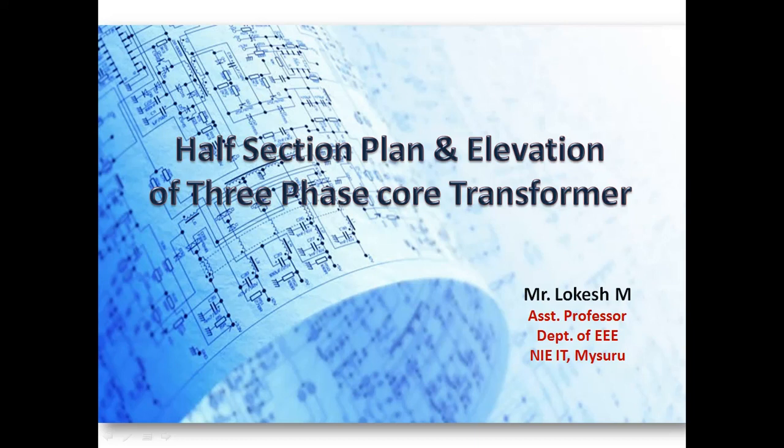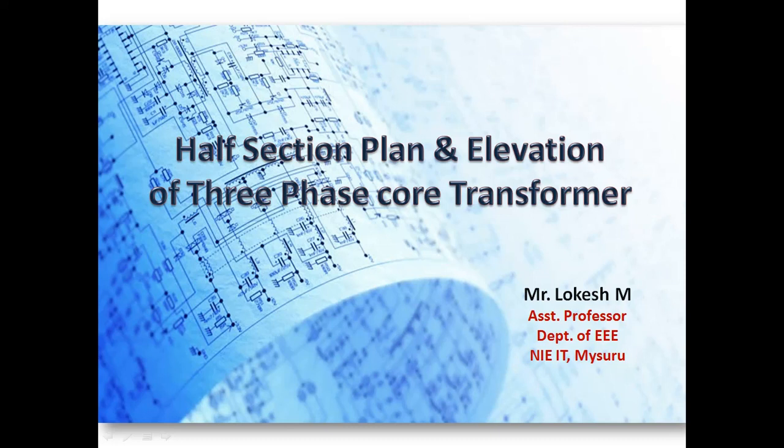In the previous session, we discussed a full section plan and full elevation of a single phase core type transformer, and we also discussed how to draw the same by using a CAD tool. In this session, I have come with a new topic, that is the half sectional plan and half elevation of a three phase core type transformer. That is the session objective: to draw the half sectional plan and half elevation of a three phase core type three stepped transformer.